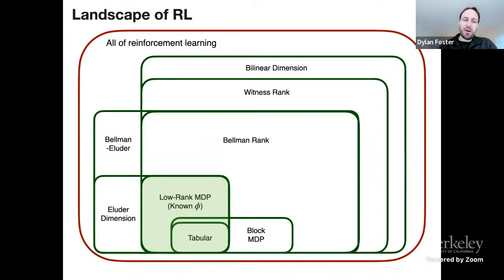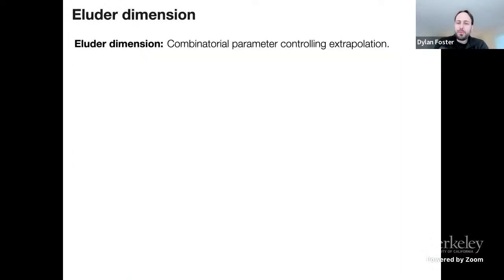I'll briefly show now that we can extend this idea of extrapolation slightly beyond linear models using a property called eluder dimension. Eluder dimension is a combinatorial parameter introduced by Russo and Van Roy, and it gives a handle on how much the function class you're working with can extrapolate.